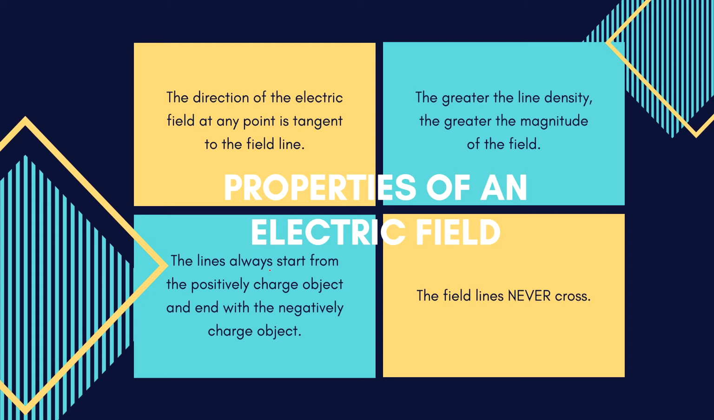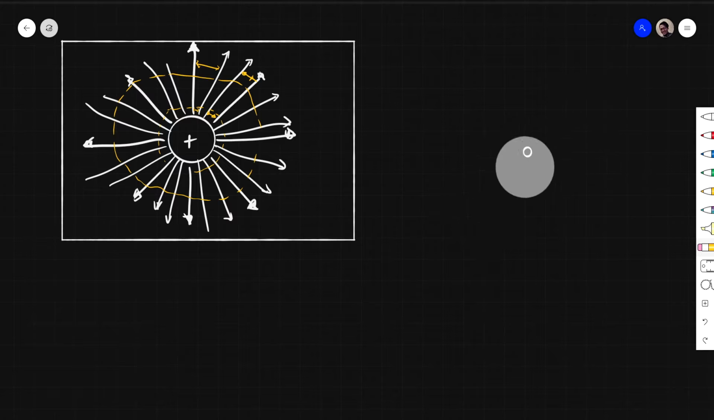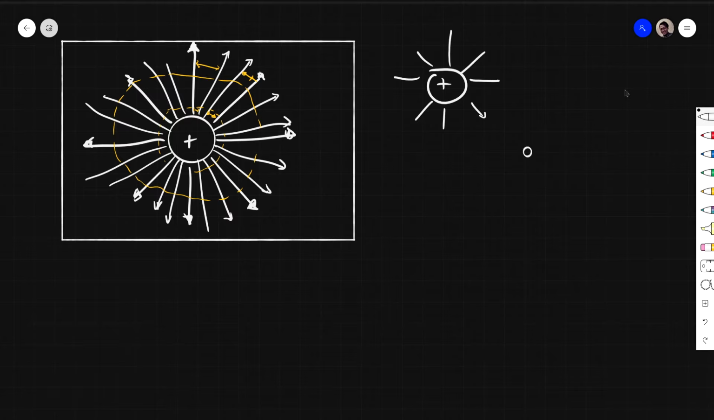So the next property is electric field lines always start from positive charge and end with negative charge. I'll be explaining this in greater detail later, but basically, if you have a positive charge, just like what I've drawn here, the electric field is pointing outward. Then if you have a negative charge, it's pointing inward. As simple as that.